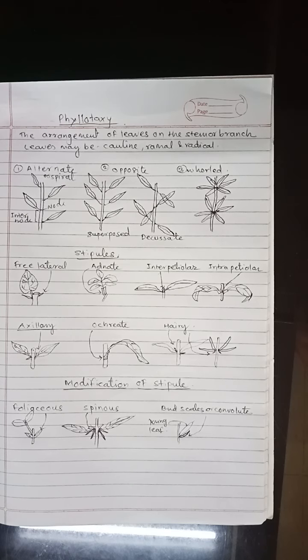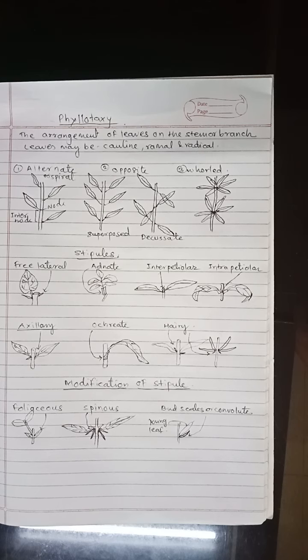Sometimes small stipule-like outgrowths are found at the base of leaflets of a compound leaf. They are called stipels. Types of stipule. Depending on the structure and position, various kinds of stipules are recognized. Free lateral stipules: a pair of freely arranged stipules present on either side of the leaf base are called free lateral stipules. Example: hibiscus, cotton.